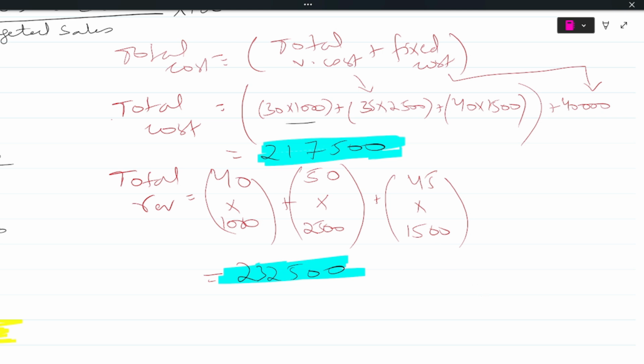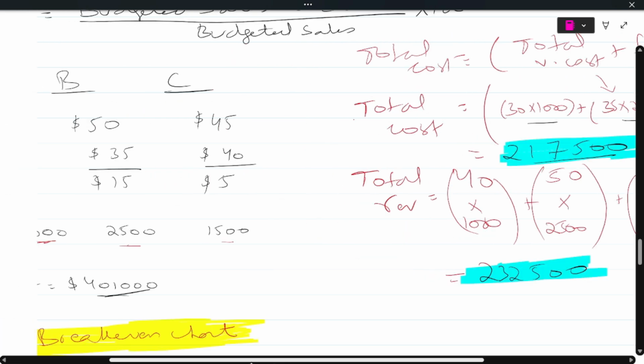So you can just multiply these and then add them to get your total variable cost. Or just to save time, what I did over here was that we have already calculated the total cost, which was total variable cost plus the fixed cost, and it came out to be 217,500. So I took this total cost amount and subtracted the 40,000 fixed cost from it. So that way I got my total variable cost for all the three products, right?